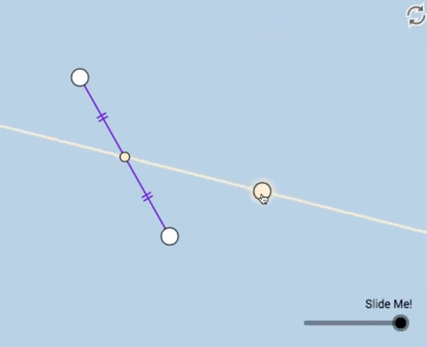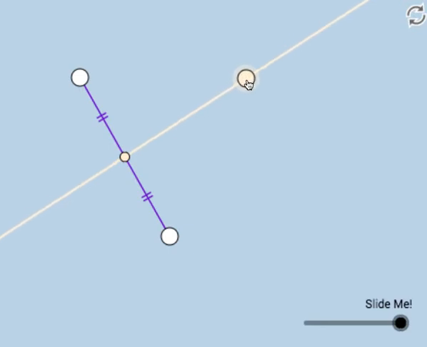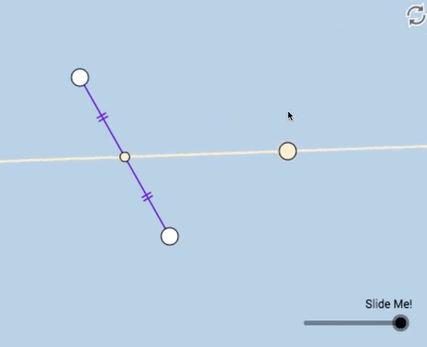bisector as a line, in this case a line, or you could also call it another segment, a ray, or a plane, in three space, I guess. A segment bisector is a line, ray, another segment, or a plane that actually intersects a segment at its midpoint. And that's it. Again, a segment bisector is a line, ray, another segment, or a plane that intersects a segment at its midpoint. Simple as that.